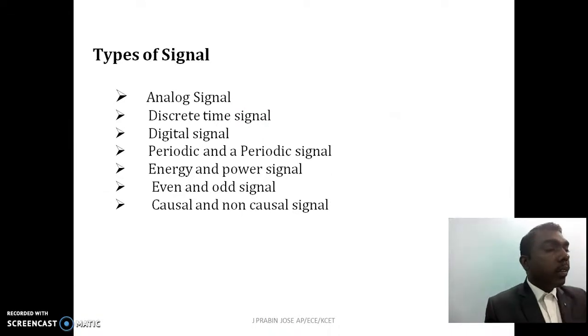So these are the different types of signals: analog signal, discrete time signal. All the real time signals are analog in nature. By using the sampling process, you convert your analog signal to a discrete time signal. Then by using quantization and encoding, you convert your discrete time signal into a digital signal. Then periodic signal: if a signal repeats after a particular period, we call it a periodic signal. Otherwise, we call it an aperiodic signal.